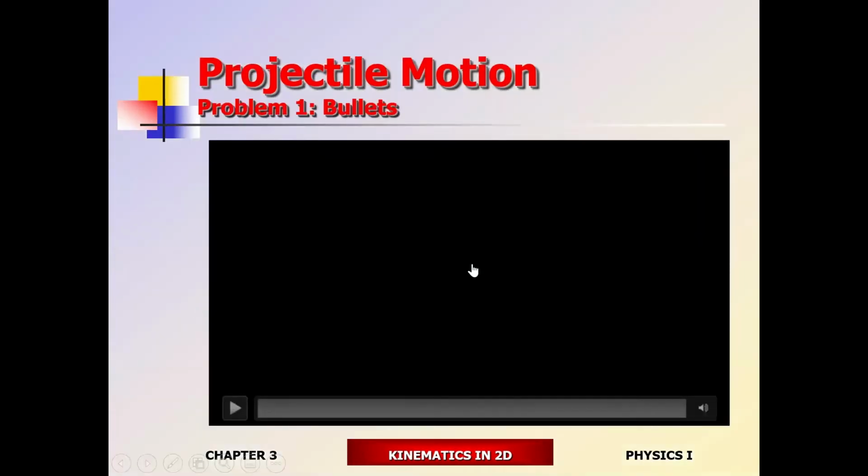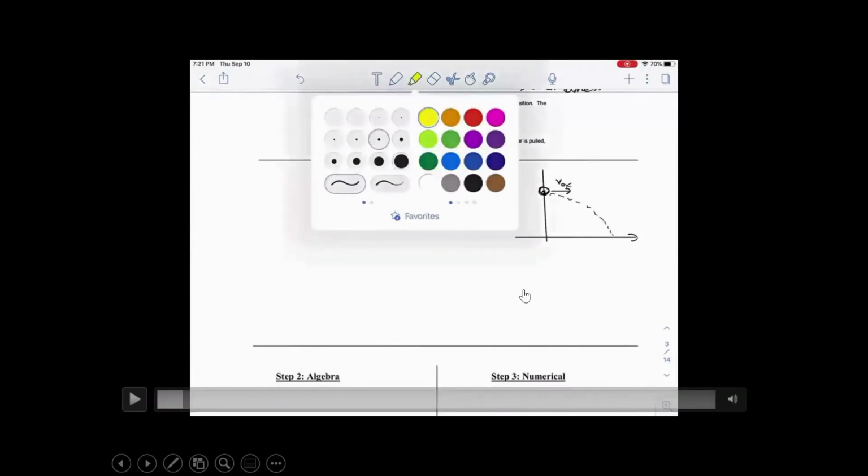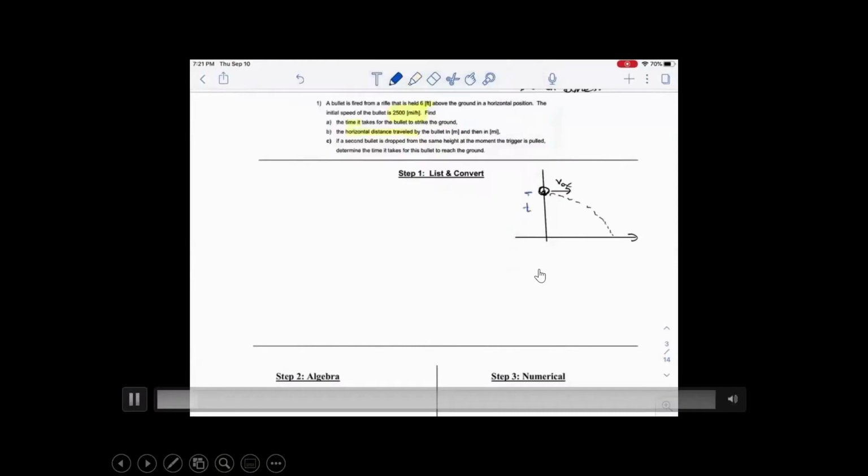So this is problem number 1. All right, so this is number 1 from the handout. One of the things that I want you to get used to is, when necessary, just draw things out. It's going to make thinking so much easier. All right, so there's going to be an initial speed in the x direction. I'll get you the numbers.